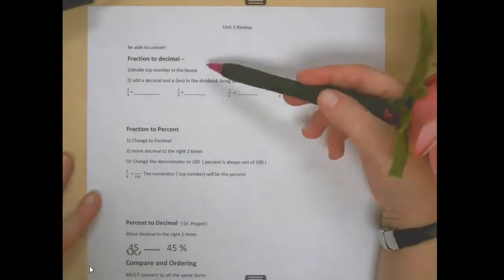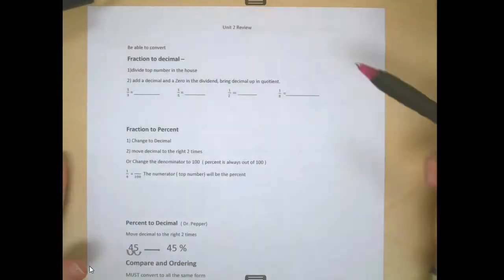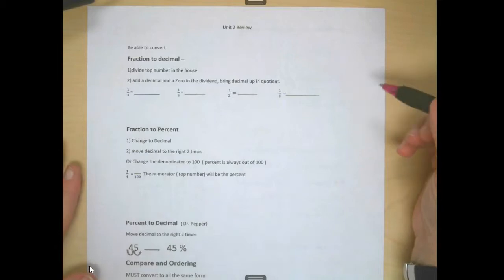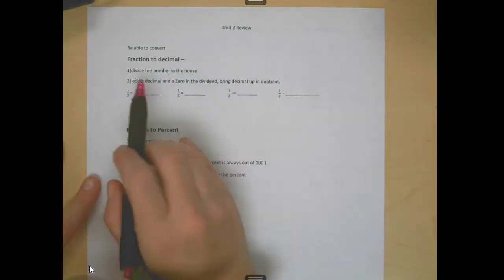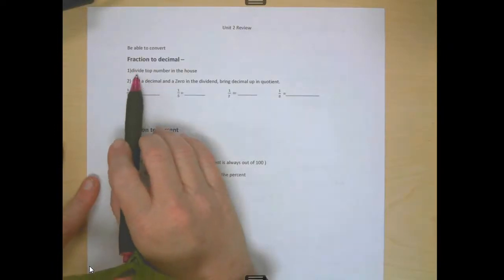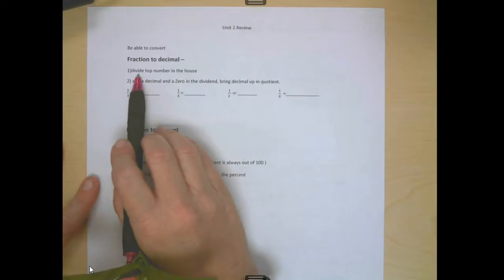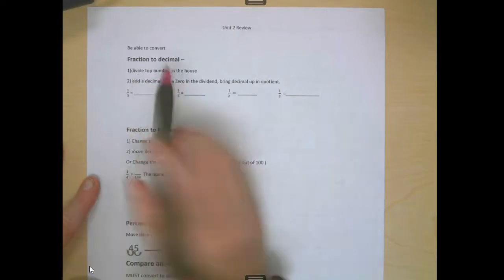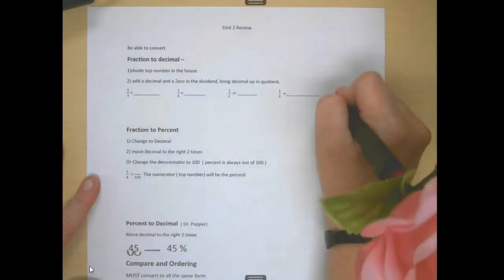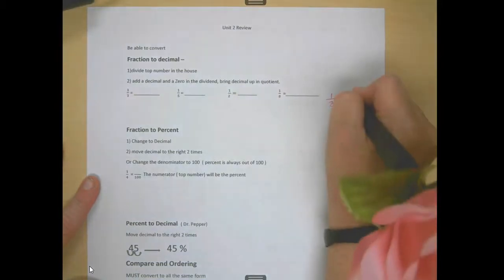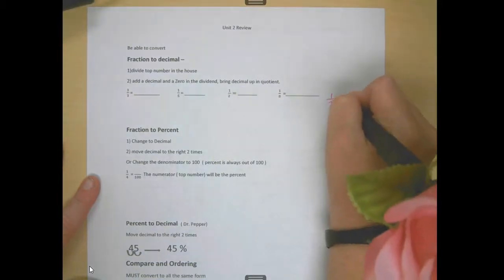So for the test tomorrow, you're going to need to be able to convert fraction to decimal. You're going to need to do this in order to order them from greatest to least. So remember, when you're doing fraction to decimal, you divide the top number in the house. So for 1/3, it would be 1 divided by 3.